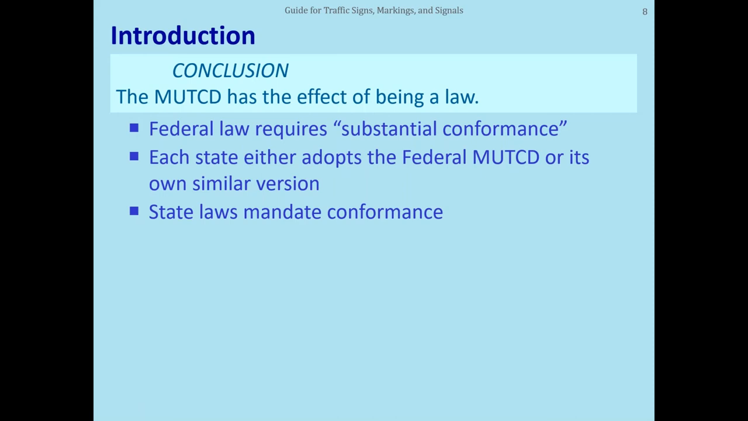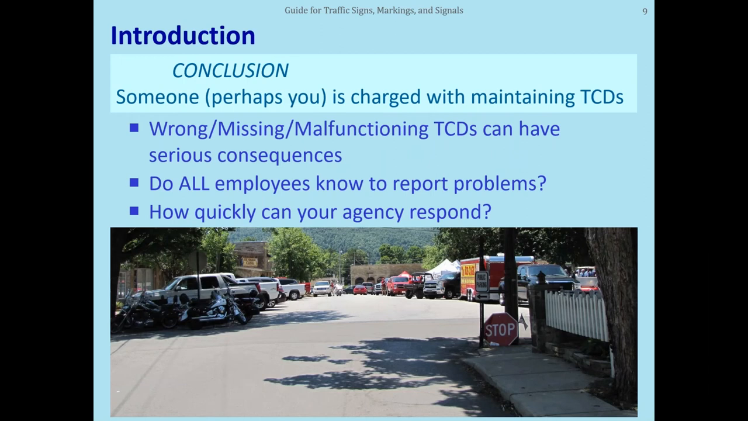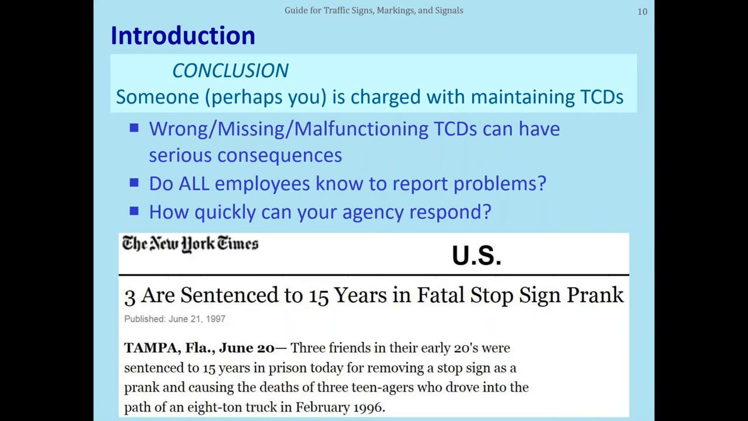Federal law requires substantial conformance. Each state either adopts the federal version of the MUTCD or develops its own similar version. State laws contain passages that require conformity with the MUTCD. You are probably watching this class because some part of your job deals with traffic control devices. Now consider if something goes wrong with one of those TCDs, do all of the employees in your organization know how to report problems? Do they know how to even recognize the problems? And does your agency have a method to quickly respond and rectify problems? Serious consequences arise when traffic control device problems go unattended, sometimes death.